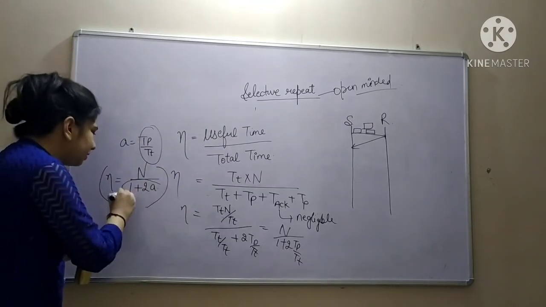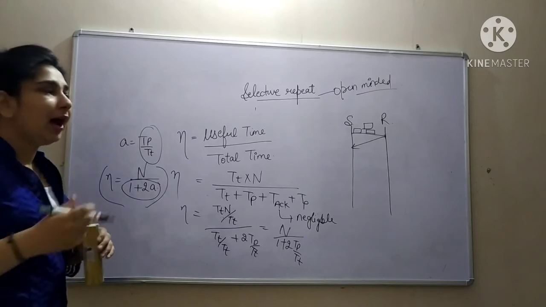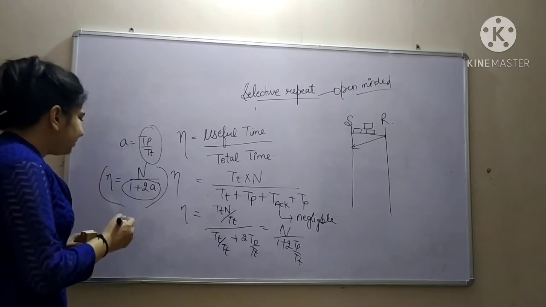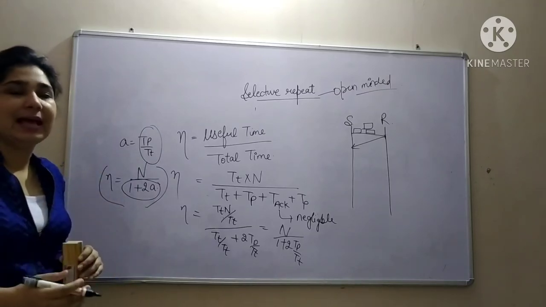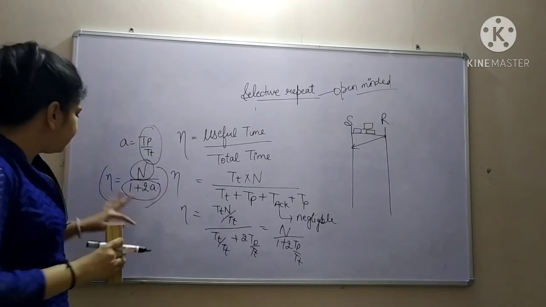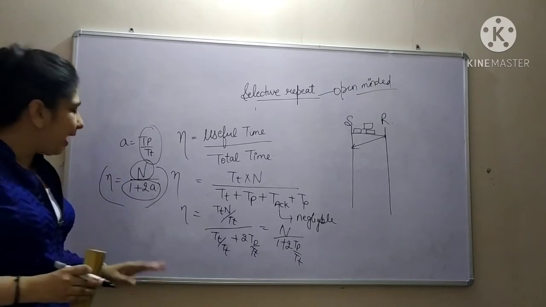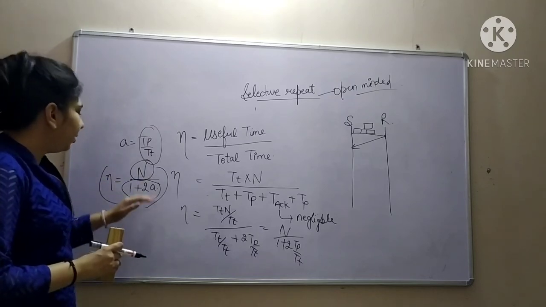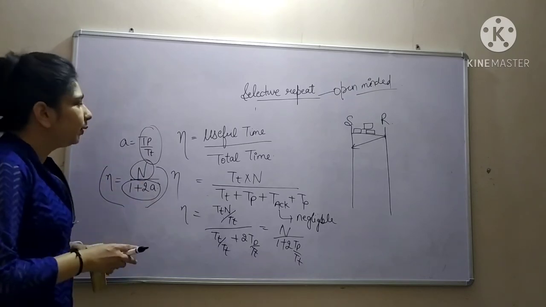Out of this total time, how much time the sender is utilizing, or how many packets the sender is sending, and the number of packets. That is why we are considering efficiency equal to n upon 1 plus 2A.